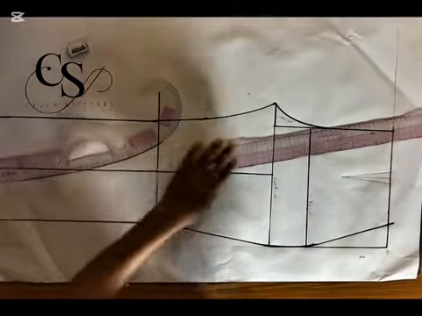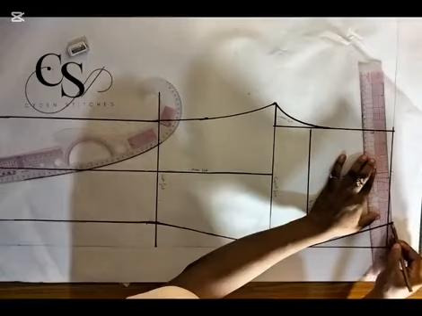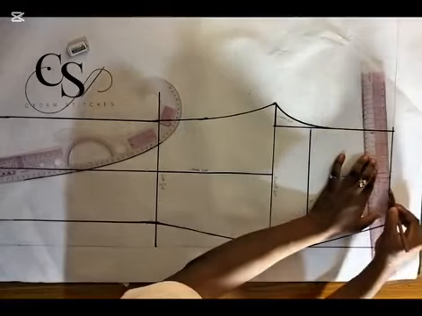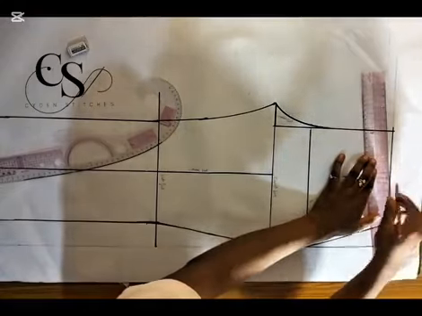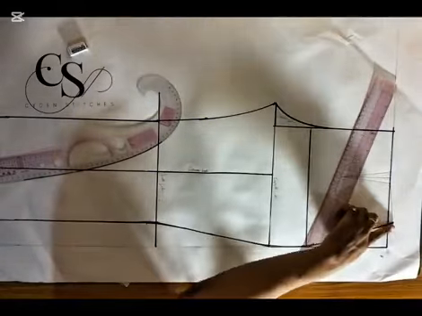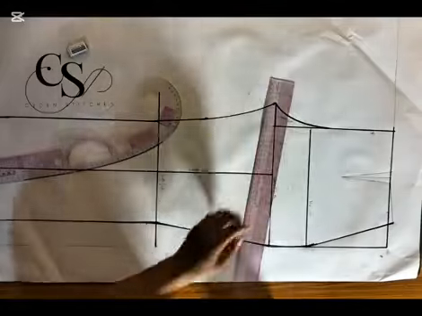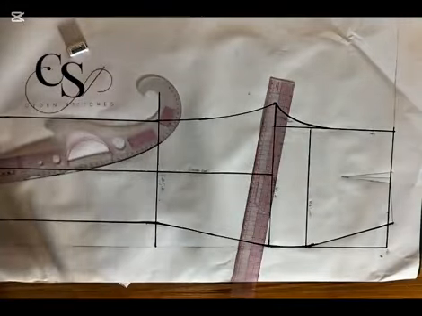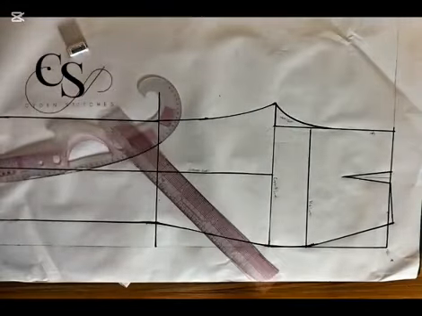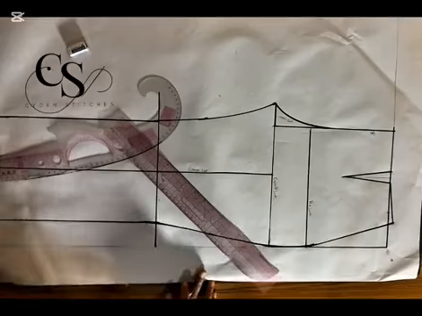Then afterwards, you connect this part here to the second dart leg. Very, very important. You connect it to the second dart leg. So let me highlight it with my marker. So this is what the front part of the trouser looks like.